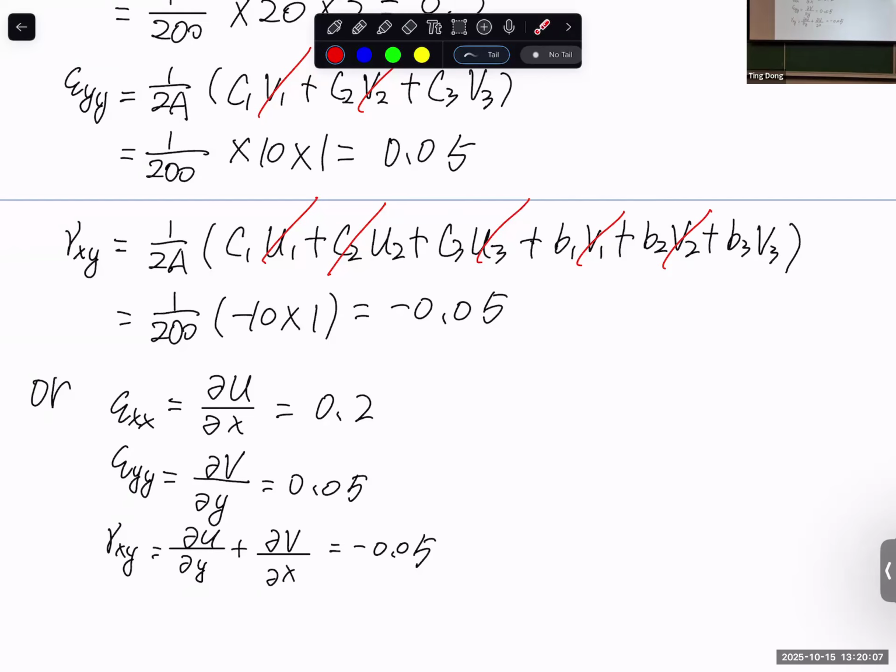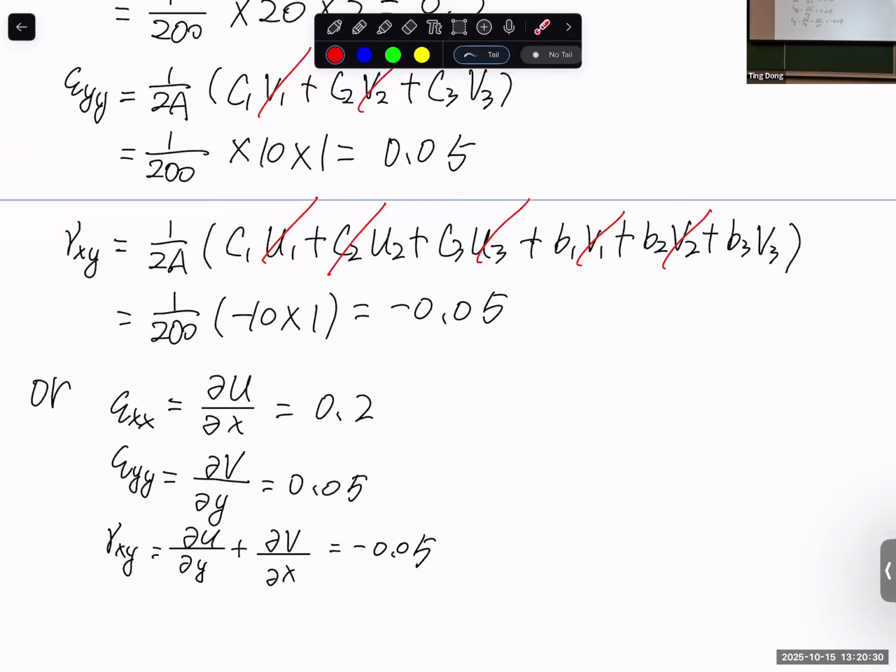So let me remind you guys. The first answer was Young's modulus. Yes, Young's modulus. When you say stress equal to Young's modulus times strain, that is only applied to 1D tension compression. You have stress equal to Young's modulus times strain.